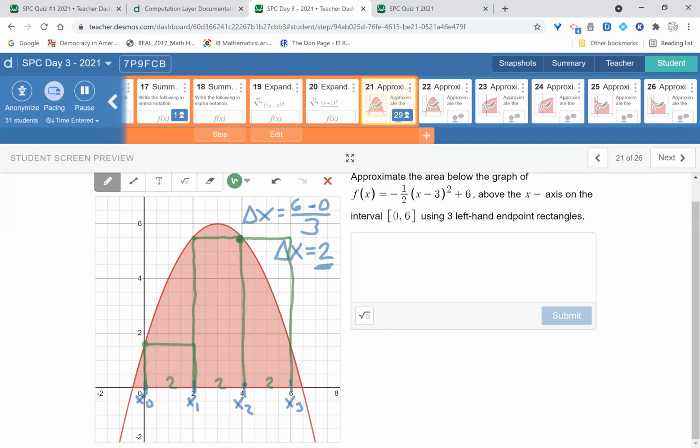So remember on this first subinterval over here, this is our height. How did I get that? By plugging x sub 0 into the function, because that's the y coordinate right here. So I'm going to plug in x sub 0. X sub 0 is 0. So I'm going to plug 0 into my function f.